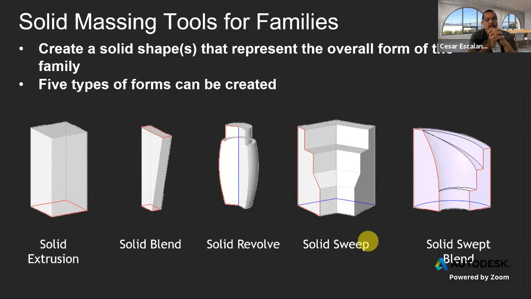So in the process of creating these forms, you have to define the work plane that hosts the profile, because that's going to determine the direction. For example, those red lines you see below the solid extrusion are hosted by a work plane. And those work planes can be horizontal, vertical, on a slope, etc. And with these 5 different methods of creating solids, you can basically create almost anything.